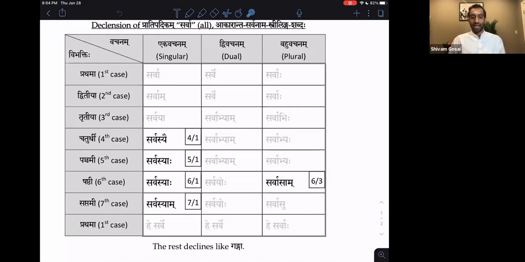There's a question: are eka and ekam related? They are related. So ekam is just the masculine or neuter version, and eka is just the feminine form of the same word.